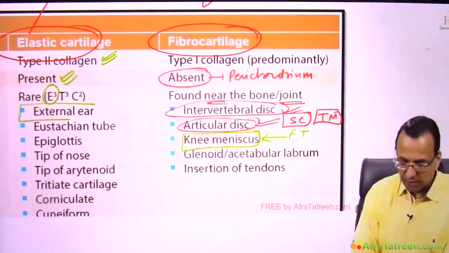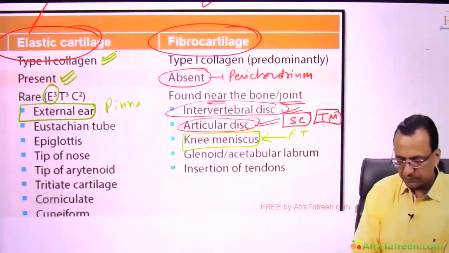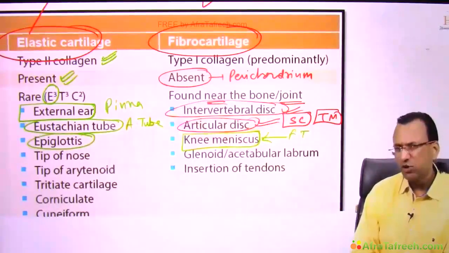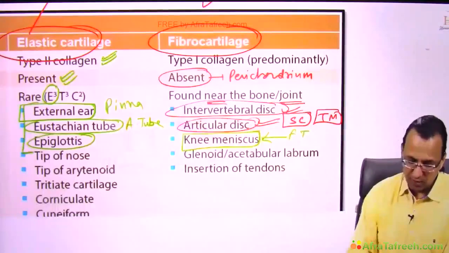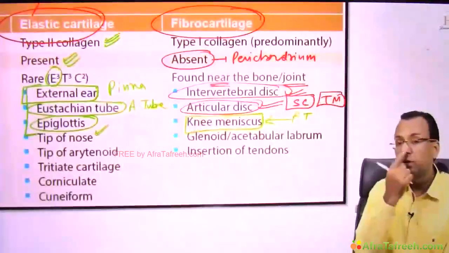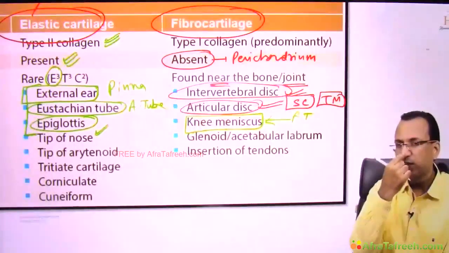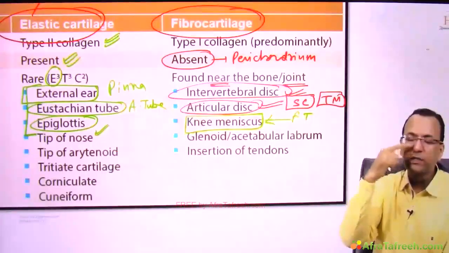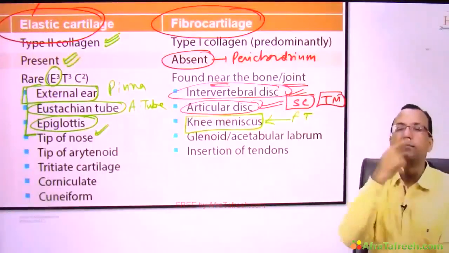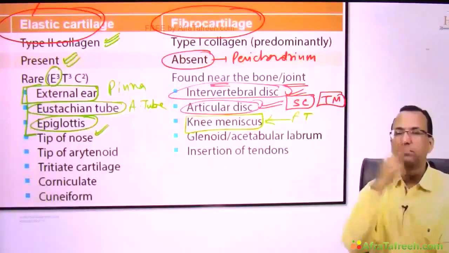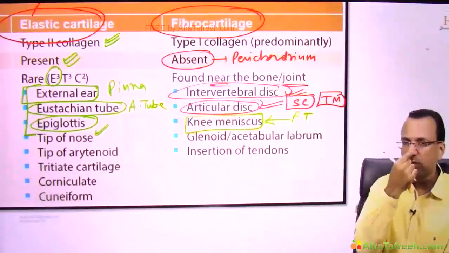So, external ear, the pinna, yes. Eustachian tube, the auditory tube, yes. And epiglottis, E cube, yes. Okay, then what about the others? I have some more. Tip of the nose is also elastic cartilage. Otherwise, nose cartilage is hyaline. Most of the nose cartilage, actually most of the respiratory tube, is hyaline. So most of the respiratory tube is hyaline except some things like the tip of the nose, which is elastic.